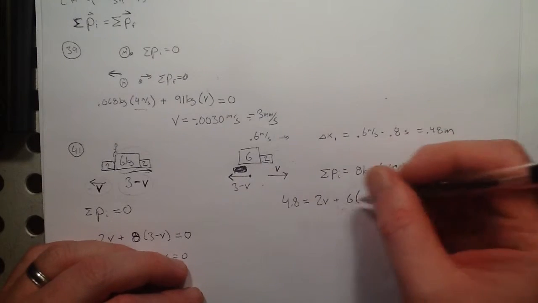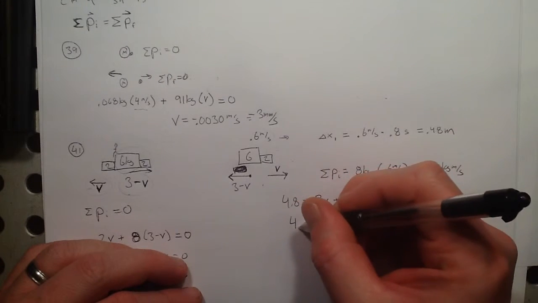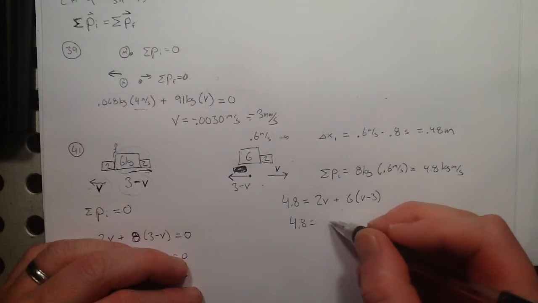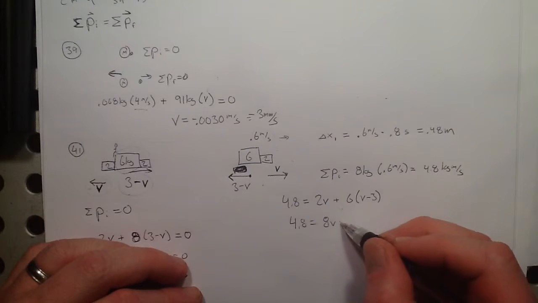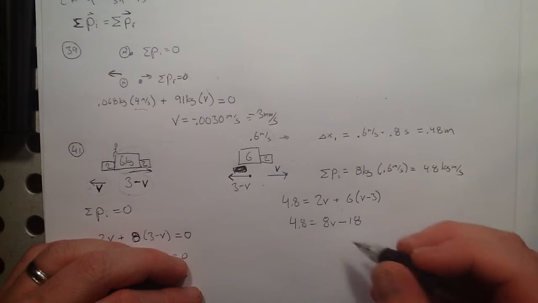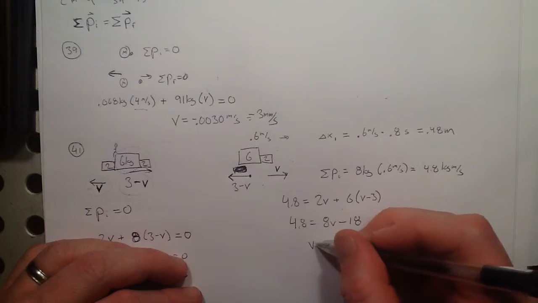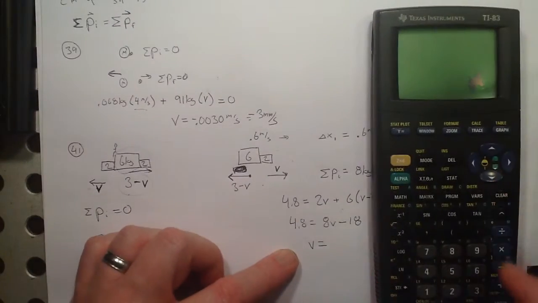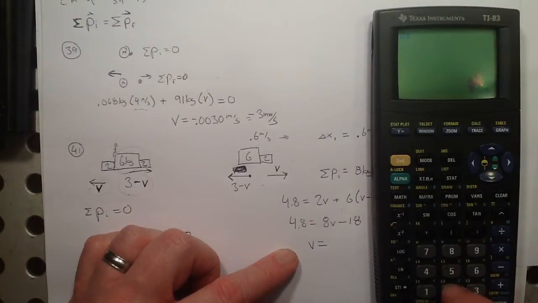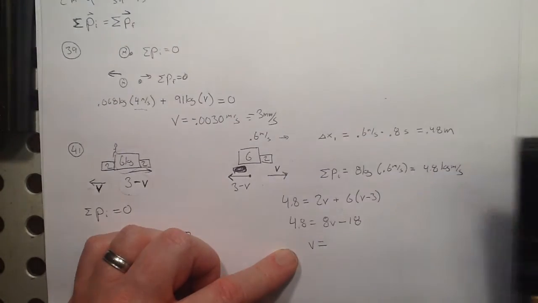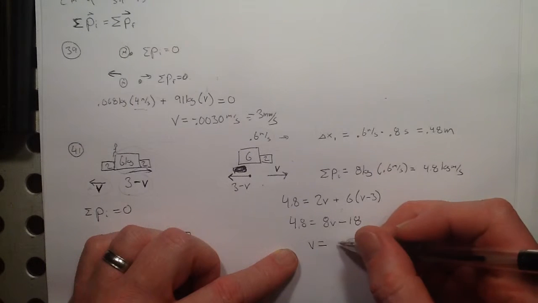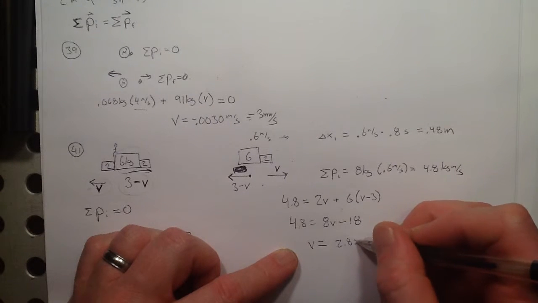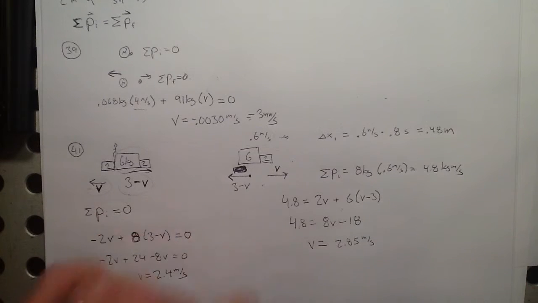Right? So 4.8 is equal to 8v minus 18. So v is equal to, let's see, 22.8 divided by 8, I think. 2.85. All right, I sure hope that that's right.